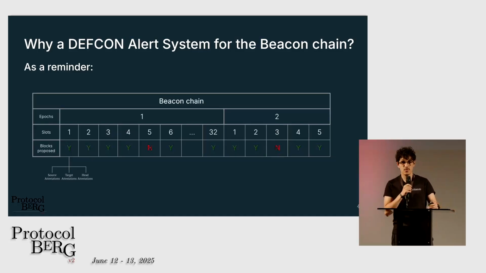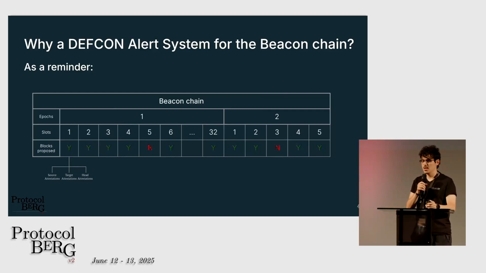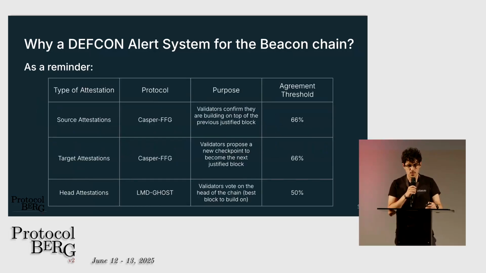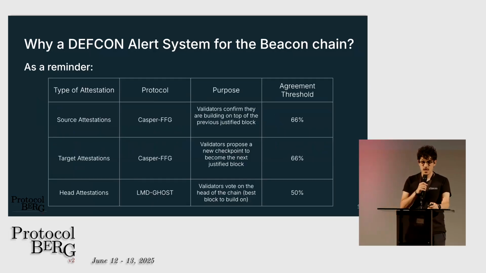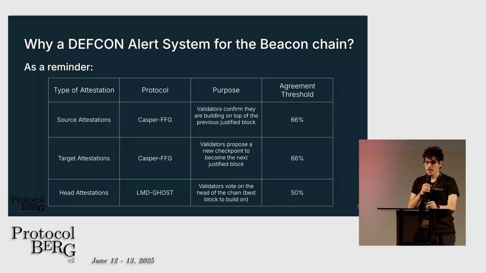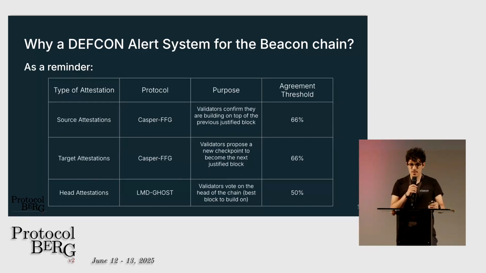As a quick reminder, the beacon chain is composed of epochs. Each epoch has 32 slots, and each slot should have a block proposed. To have a block proposed, we need a proposer and then validators making attestations. We have three kinds of attestations: source, target, and head attestations. For source and target attestations, we need validators to reach agreement, to create consensus. We need two thirds of validators agreeing. For head attestations, we need more than 50% of validators agreeing.